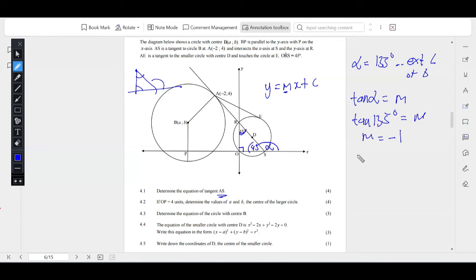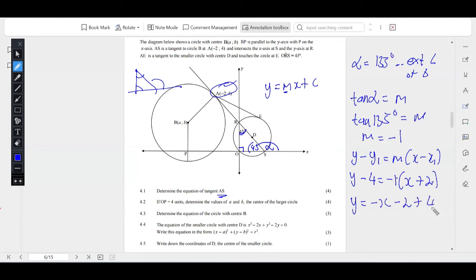Now, in order to find our equation of the straight line, we know the formula y minus y1 equals m times x minus x1. We can use the coordinates of A, since we are looking for AS, and the only coordinates we are provided with are the coordinates of A. So we have y minus 4, our gradient is negative 1, then x minus negative 2, which is plus 2 here. So y equals negative x minus 2, then if we transpose the negative 4, it's plus 4. So our equation is negative x plus 2. Negative 2 plus 4 is positive 2, and that's how we were supposed to get that one.